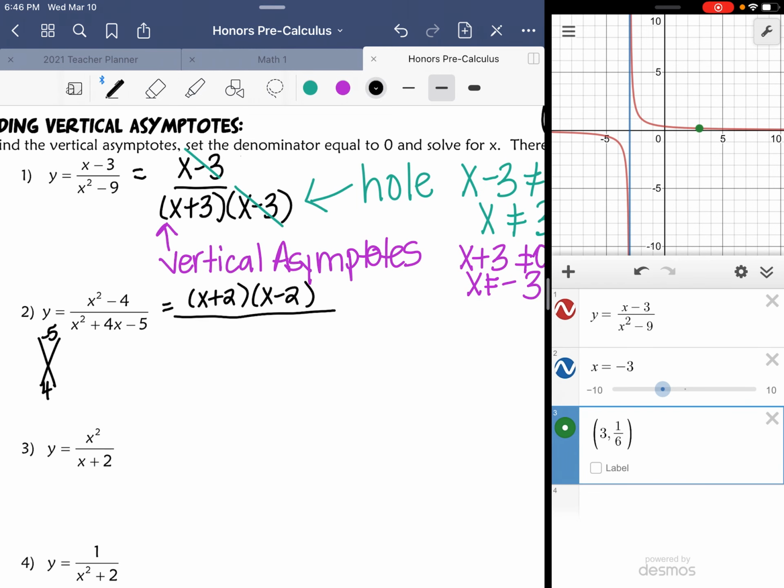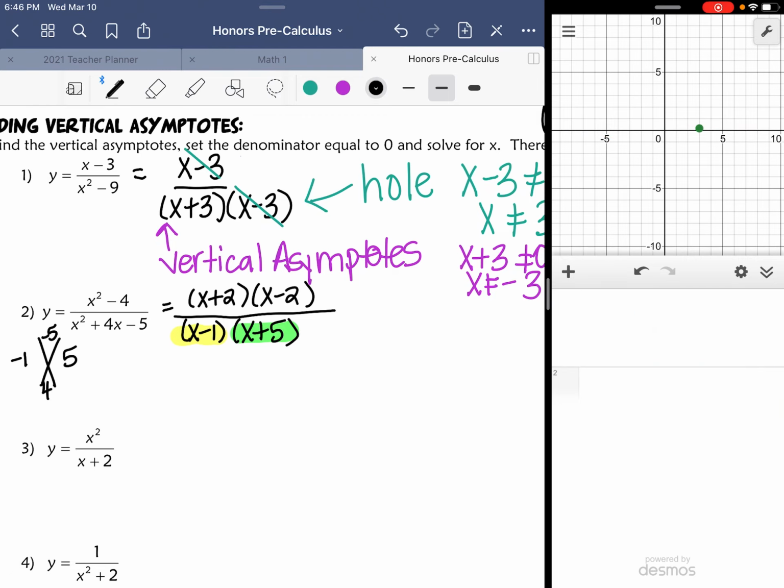So I need the multiples of negative 5 that add to give me 4. So that's going to be 1 and 5, and that's going to be a negative 1. So this is going to be x minus 1, x plus 5. Now, in doing this, I'm not factoring anything here. I can't cancel anything out of this problem. So that means I do not have any holes. So I actually have 2 vertical asymptotes. I have a vertical asymptote at x minus 1, and I have a vertical asymptote at x plus 5.